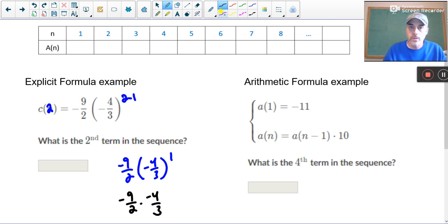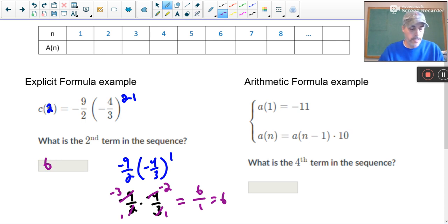And again, I'm going to cross simplify. I'm going to say 3 divided by 3 is 1. Negative 9 divided by 3 is negative 3. 2 divided by 2 is 1. And negative 4 divided by 2 is negative 2. Now, if that doesn't make you happy, you can always just put those into Desmos or a calculator. Negative 3 times negative 2 is positive 6 over 1. And so I'm thinking my answer is 6.